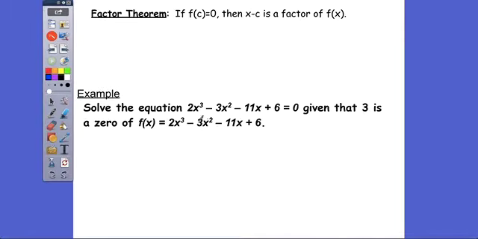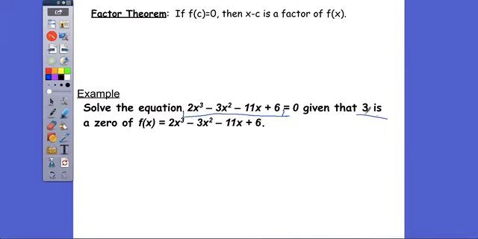So for example, this particular equation right here is tough to solve because we don't have a method for it. There's no formula, there's nothing we can do besides putting it in a calculator, which is not allowed for this unit. But what I did tell you is that 3 is a 0 of this particular function.